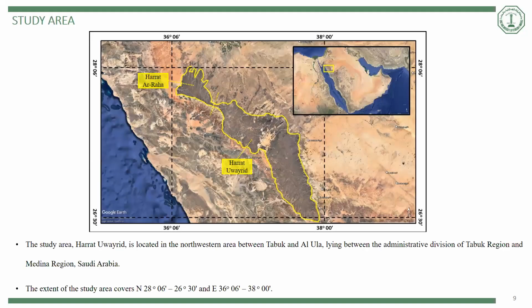So the study area, which is Harrat Uwayrid, is located in the northwestern area between the city of Tabuk and Al-Ula, lying between the administration division of Tabuk region and Medina.